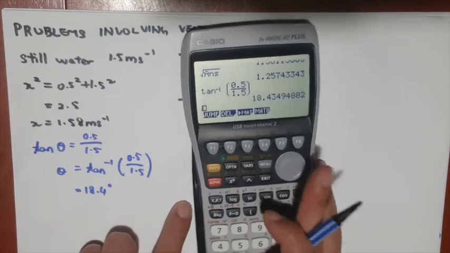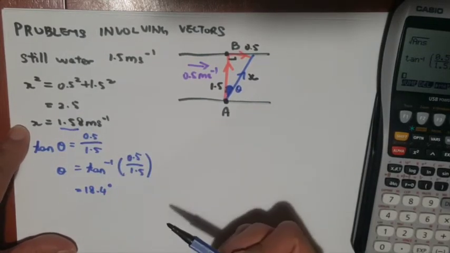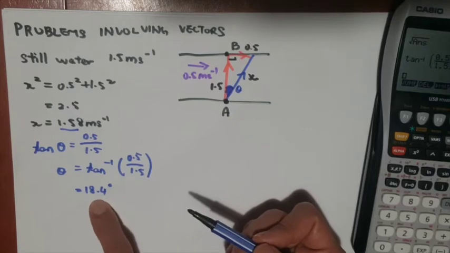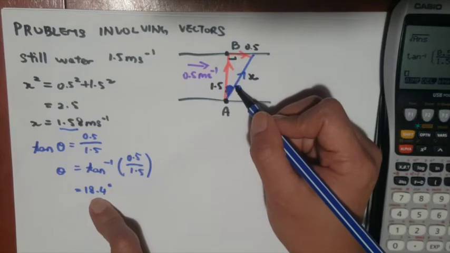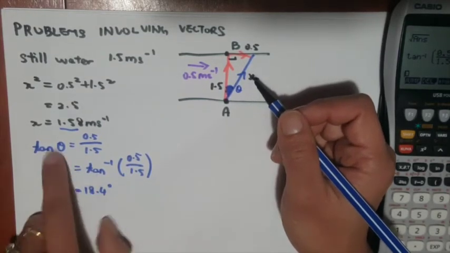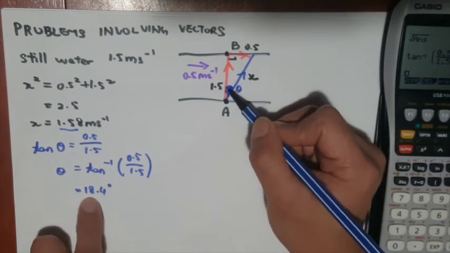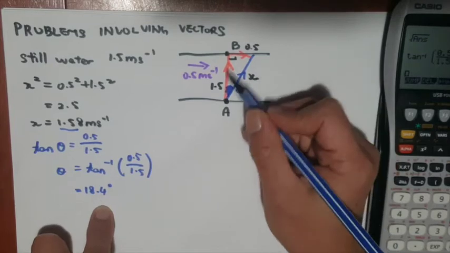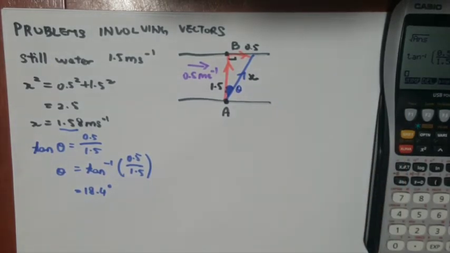So initially when we are learning vectors, we need to consider two things: the magnitude, which is the speed, and also the direction. The direction that we have is 18.4, meaning that Jason is actually going at 1.58 meters per second, 18.4 degrees to the right of the intended direction.